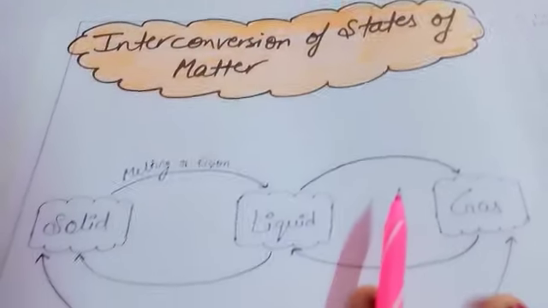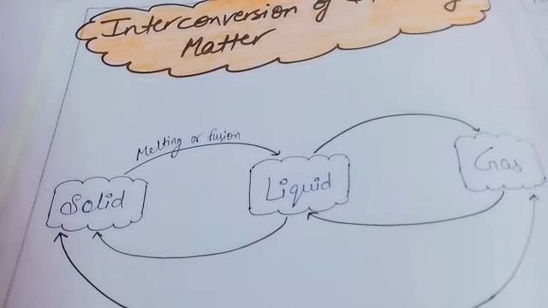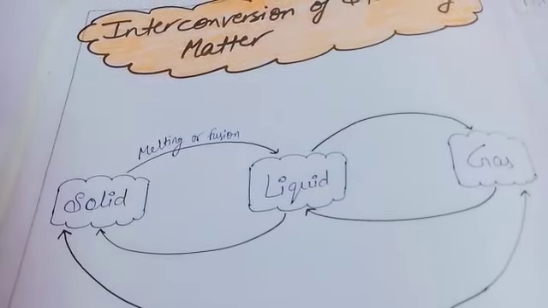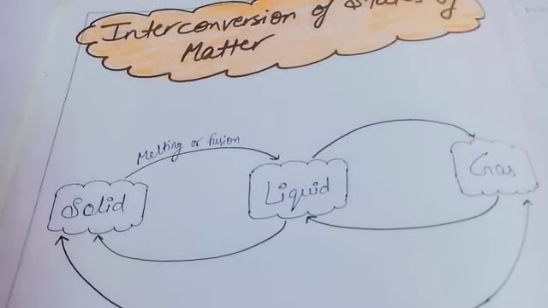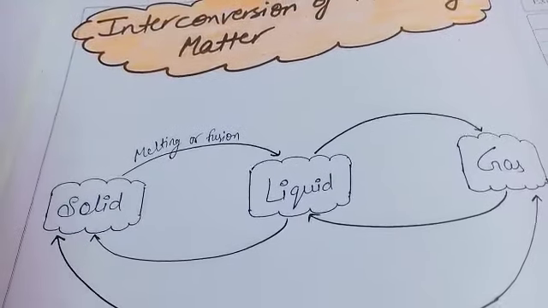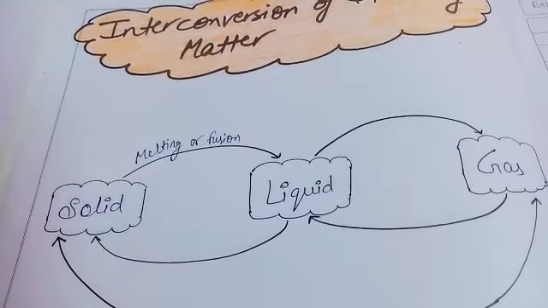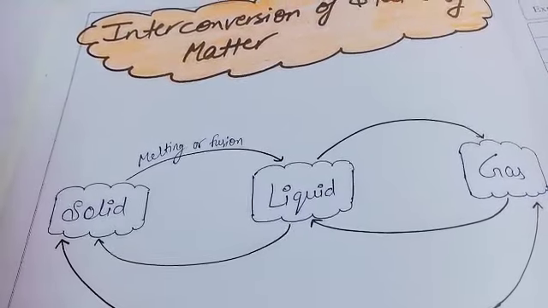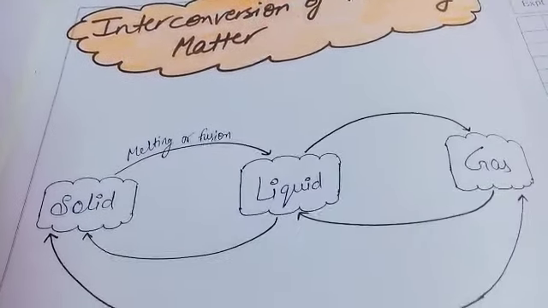The temperature at which melting occurs, meaning solid is converted into liquid, is known as its melting point. For example, ice melts at 0 degree Celsius. Exactly, the precise value is 0.15 degree Celsius, but we can take it as 0 degree Celsius, no problem.